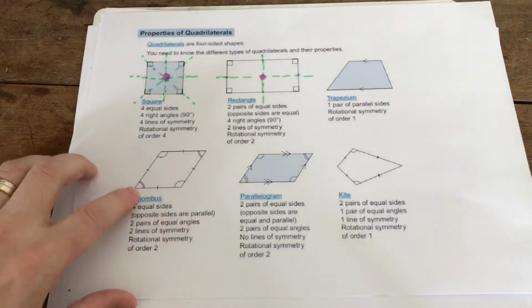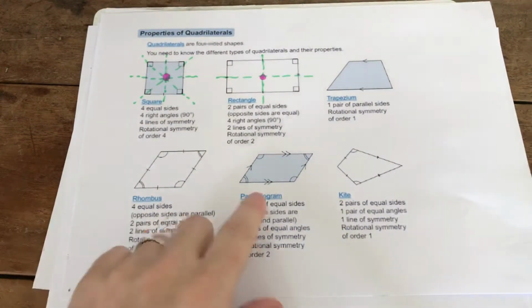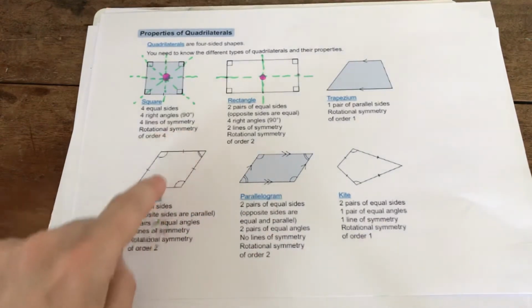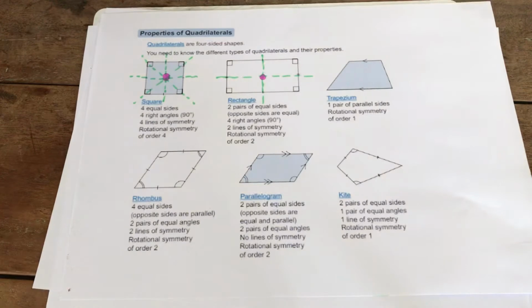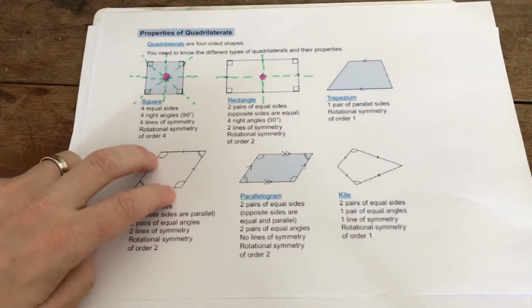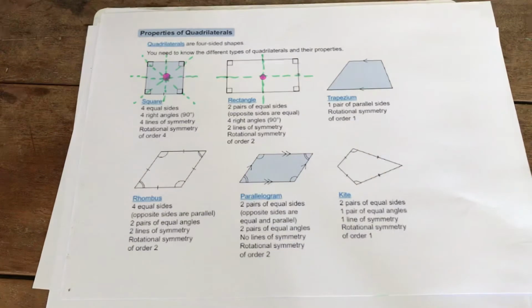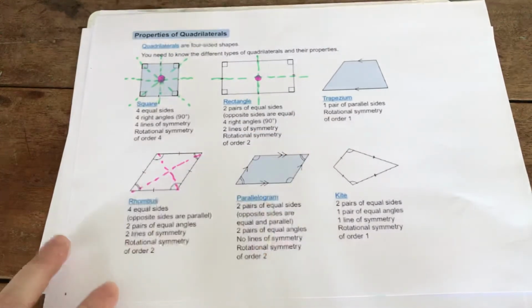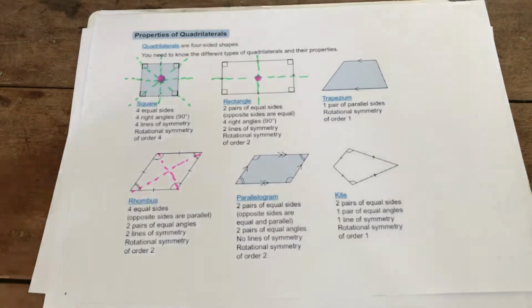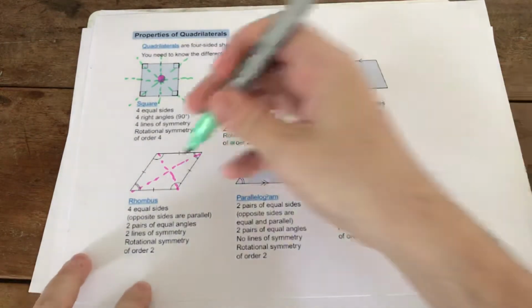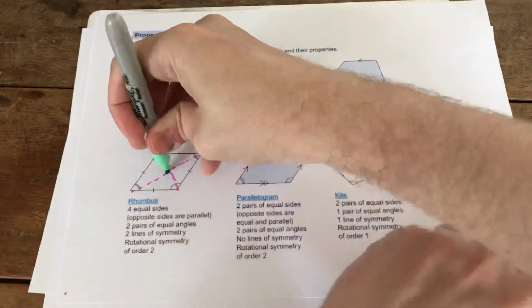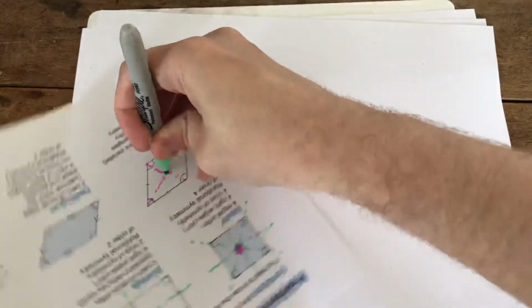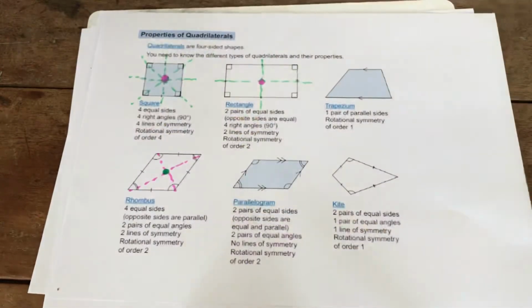A rhombus is like a square version of a parallelogram. All of the sides are the same. It has 2 pairs of equal angles. These are the opposite angles here. And we have 2 lines of symmetry. Those 2 lines of symmetry are diagonal, like this. And again, we have a rotational order of symmetry of 2, which means that if I put my pen in the middle, if I turn it a half turn, it fits in once.